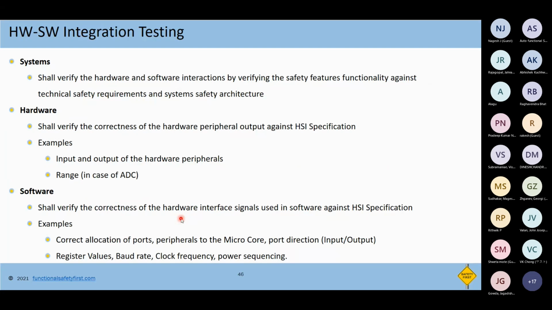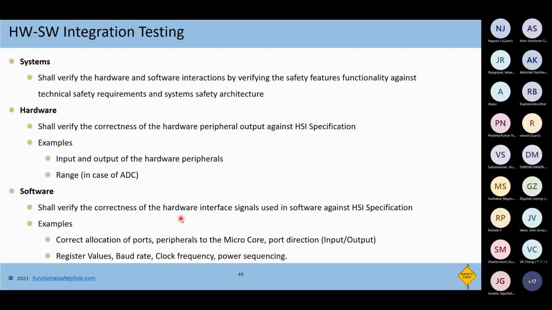So when it comes to testing, the same way we need to verify. At the system level, the systems team will verify that the hardware software interactions are working as provided in the system architecture. So we need to verify its functionality and their interaction using technical safety requirements and the system architecture. At hardware level, for each and every peripheral, we verify that the interaction and the interfaces we provided to the software team are working fine. For example, it could be the input and output of the hardware peripherals. If it is A to D related, the hardware design is providing the correct A to D range, and the power up, power down sequences. Those kinds of things the hardware team will be verifying.